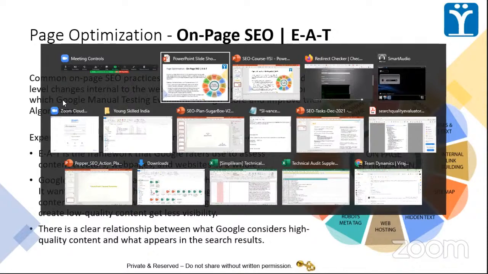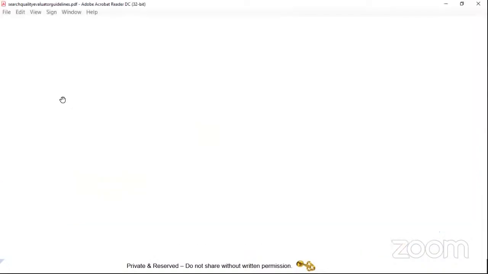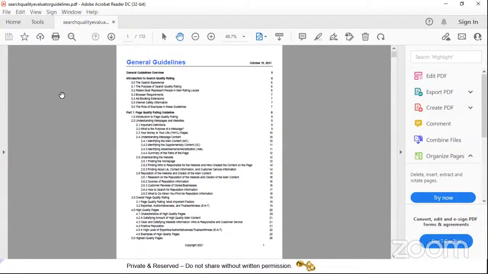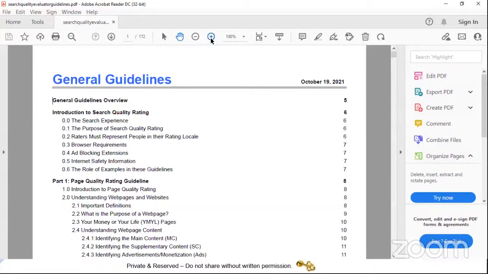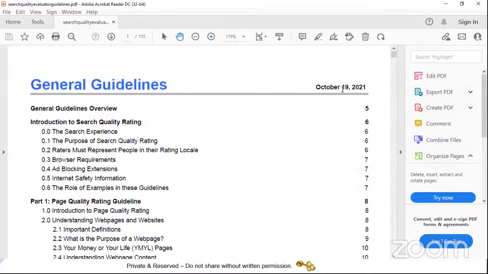Just trying to see if I can show you. Yes. I will share this as well. Okay, so this is the Google quality evaluation guidelines. It is a 172 page document, and it was updated recently, right? Two months back.